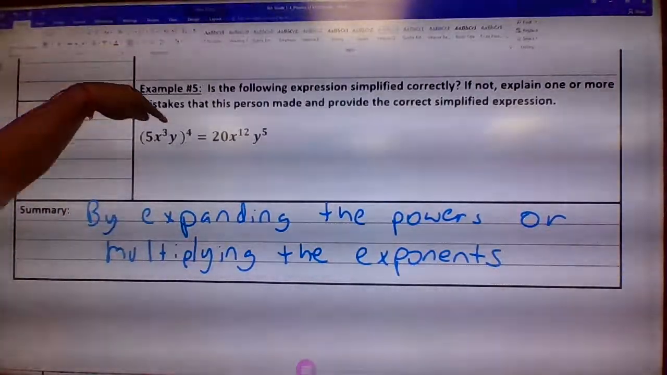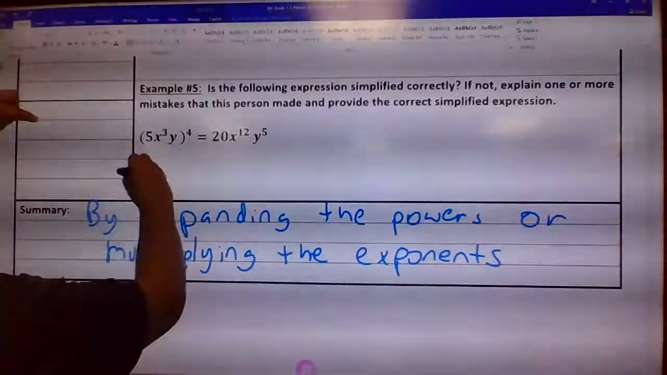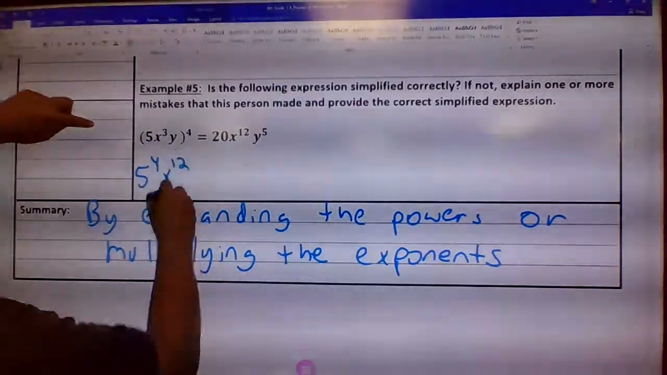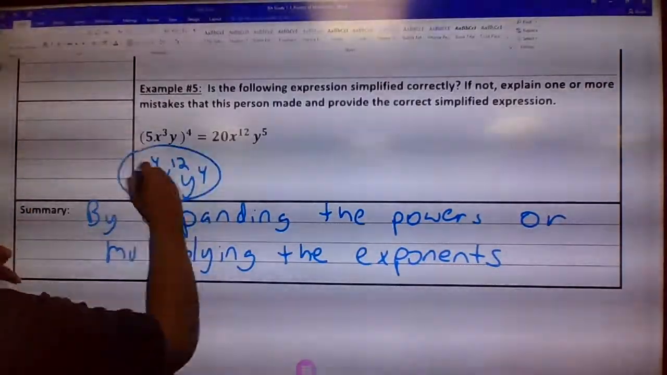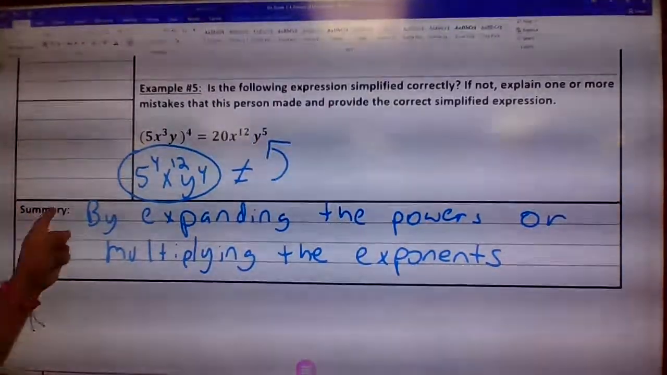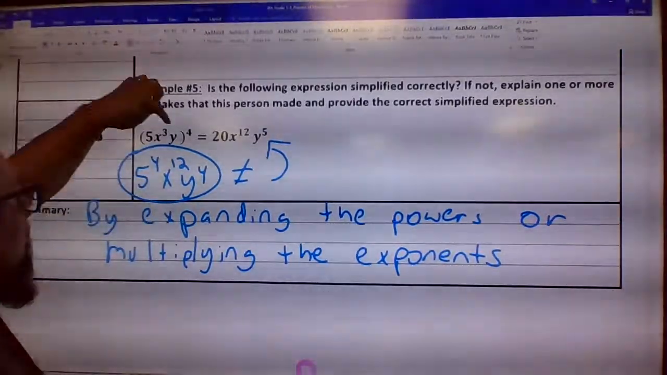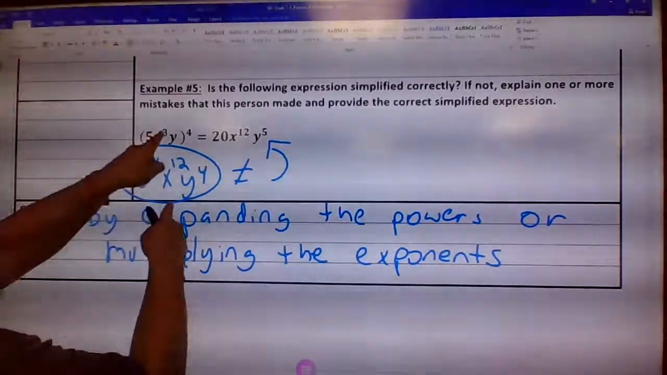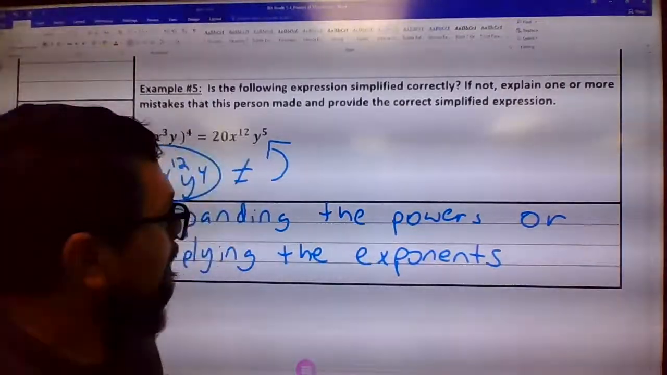If you multiply the exponents, for example on this one, it'll be 1 times 4, so this will be 5 to the 4th. 3 times 4 will be 12, so x to the 12th. And then 1 times 4 will be y to the 4th. That's why this does not equal that. So by expanding the powers or by multiplying the exponents. Multiplying the exponents is actually easier and faster than expanding them. If we expand this, it's going to be long. So that's it. We're done with 1.4.